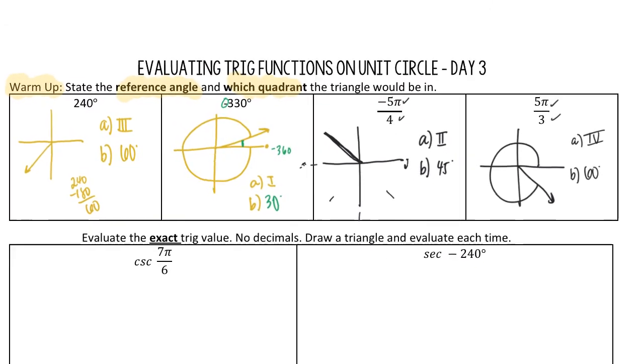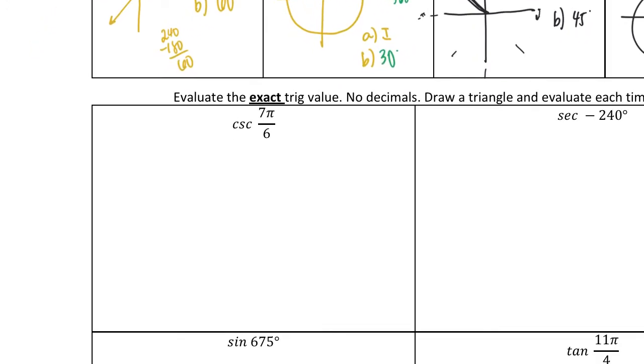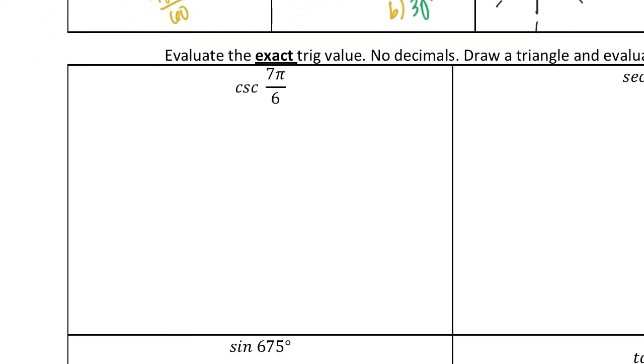First of all, with our problems today, I'm not going to ask you to evaluate all 6 trig functions. I'm just going to zoom into a particular trig function I want you to find. So cosecant of 7 pi over 6. The steps really aren't going to change from days prior. You're only finding one trig ratio, not all 6. So first of all, think to yourself where 7 pi over 6 lands.